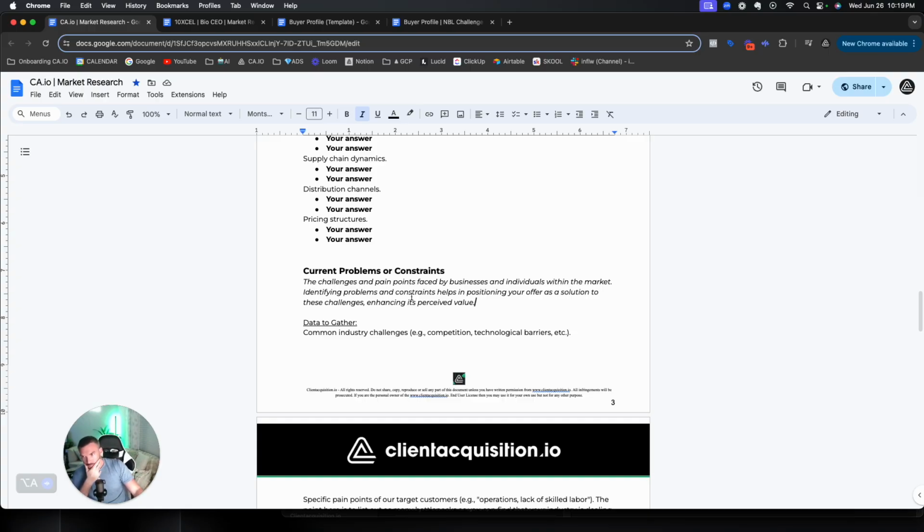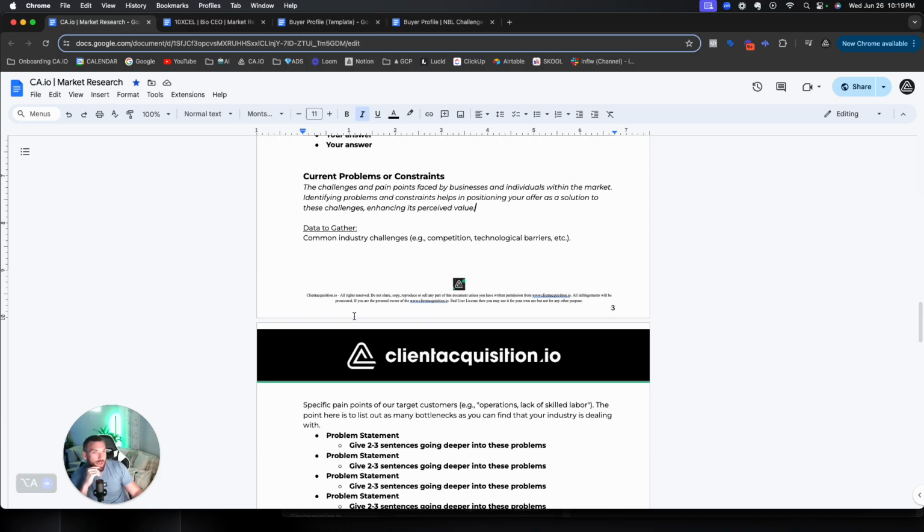So an example could be for coaches, online coaches, for example. One problem or constraint could be high levels of competition or saturation in the coaching space as of late. Another one could be technological problems or constraints. So if you're targeting agencies, a technological problem or constraint could be like AI disrupting the agency market.